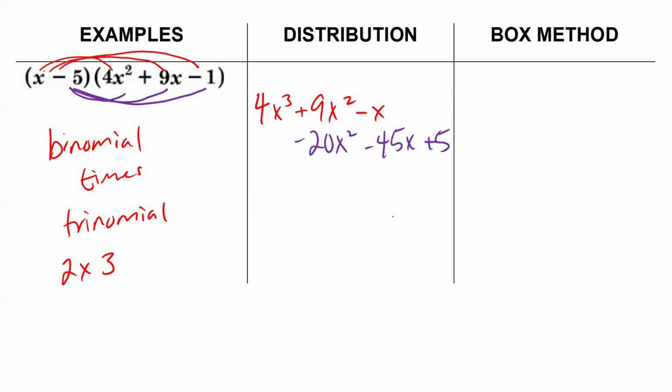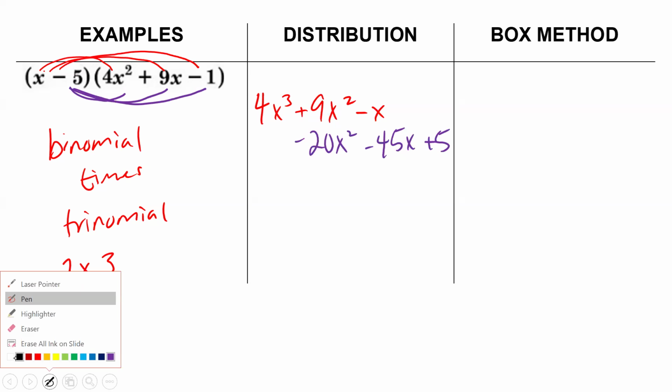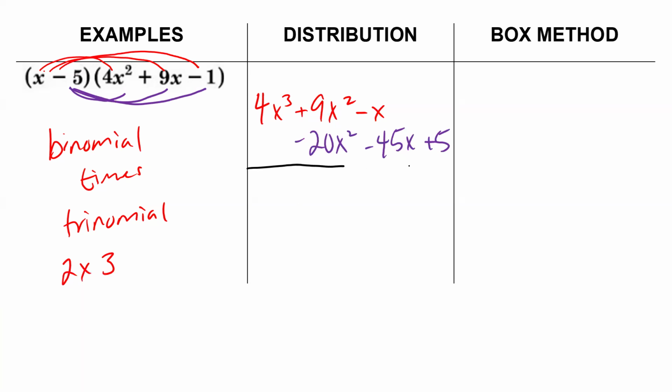A lot of times when I'm doing multiple distribution, I end up doing vertical addition. The reason why is because it lines it up for me already. And then I just got to bring down the first. 4x cubed, 9x squared minus 20x squared gives me negative 11x squared, negative 1x and negative 45x make negative 46x. If you owe me $1 and then you ask to borrow 45, you now owe me $46. And then plus 5.